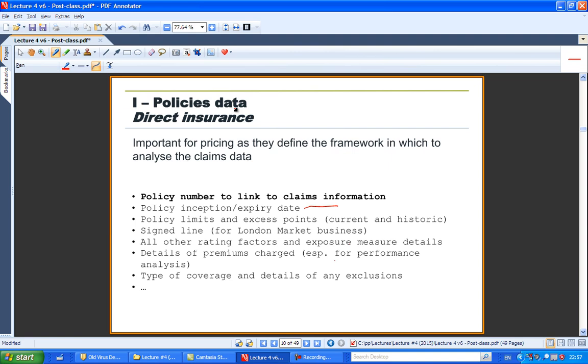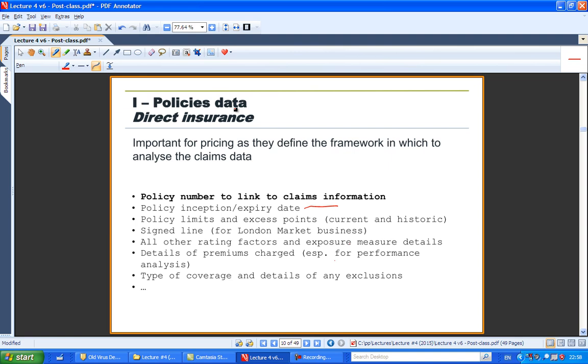In case we are in the London market, sometimes there will be information on the percentage of the policy that an insurer is insuring. So, for example, 20% of the whole risk is insured by Allianz, 80% by other players. This is much more common in reinsurance, but it's used across the market. Then you may have other rating factors, exposure measure, etc.